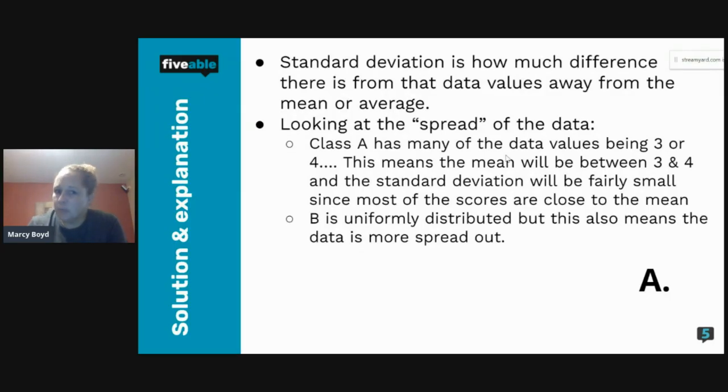So if I look at the spread, Class A has a lot of the data values being 3 and 4. That means the mean is between 3 and 4. Standard deviation is pretty small because most of the scores are near there.